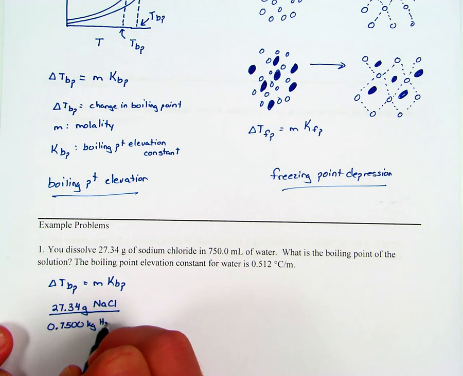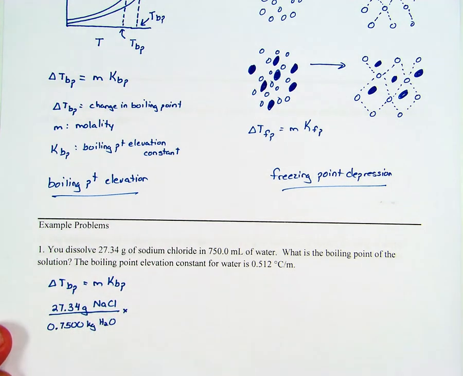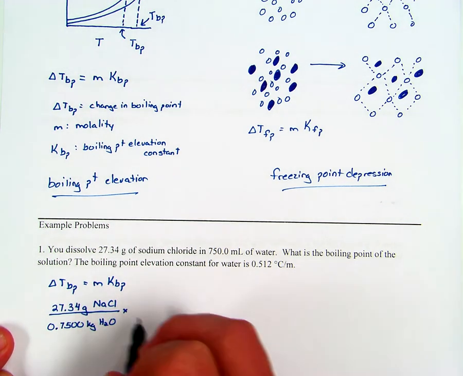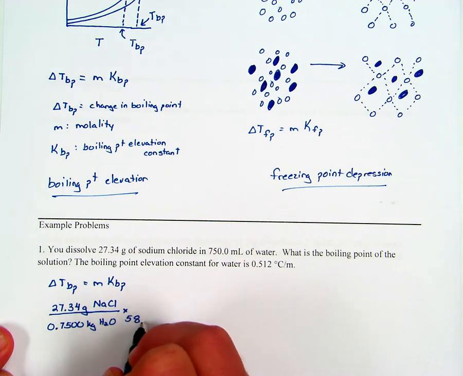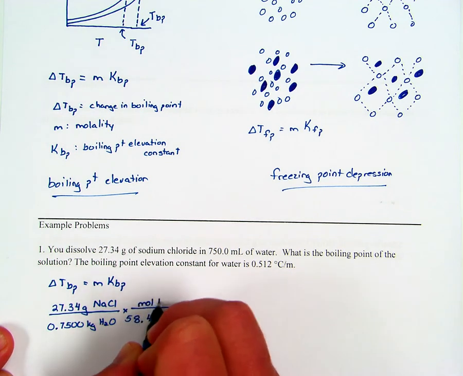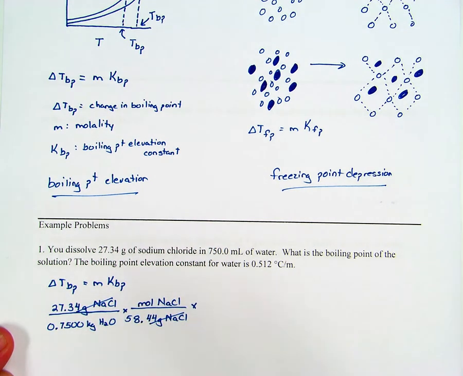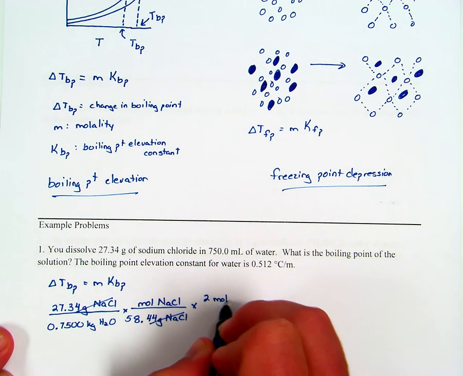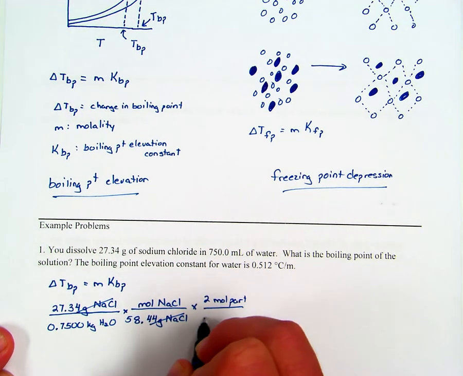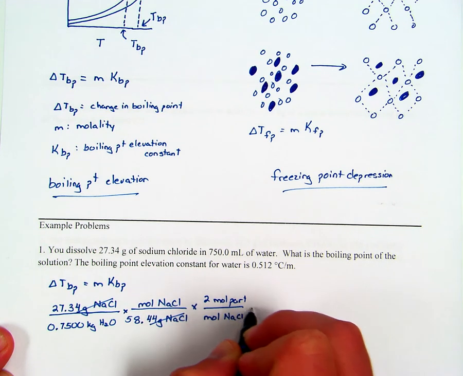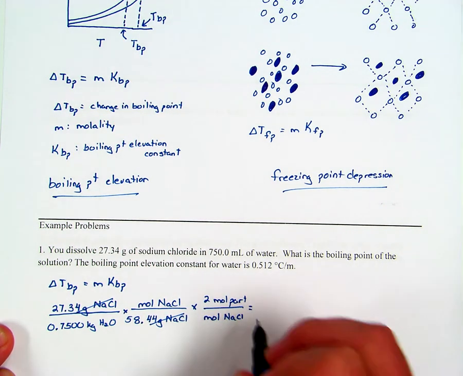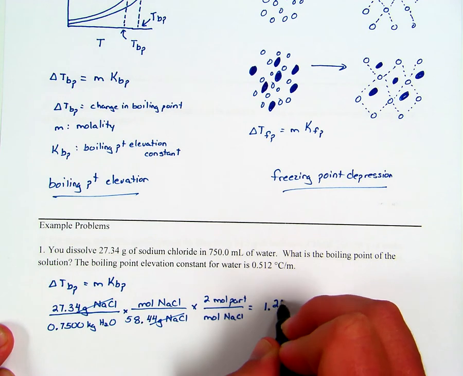All right, so from here I can just do a gram to mole conversion. The molar mass of sodium chloride is 58.44 grams NaCl per mole NaCl. Recall as well that this sodium chloride is going to dissociate. We're going to get 2 moles of particles for every mole of NaCl. We must account for that. All right, you do all this, and this should give you 1.247 mole. So I should get there.